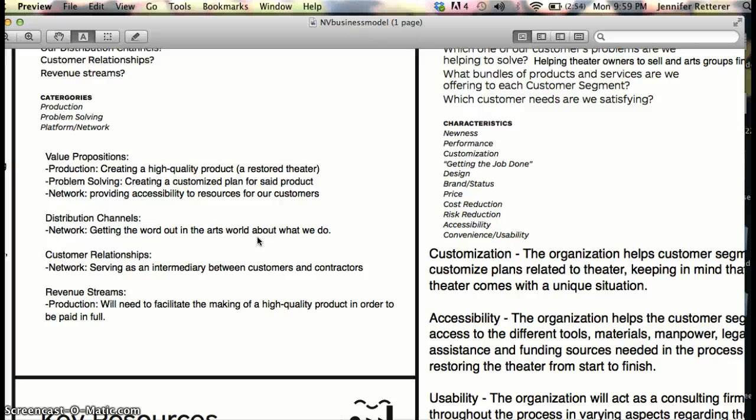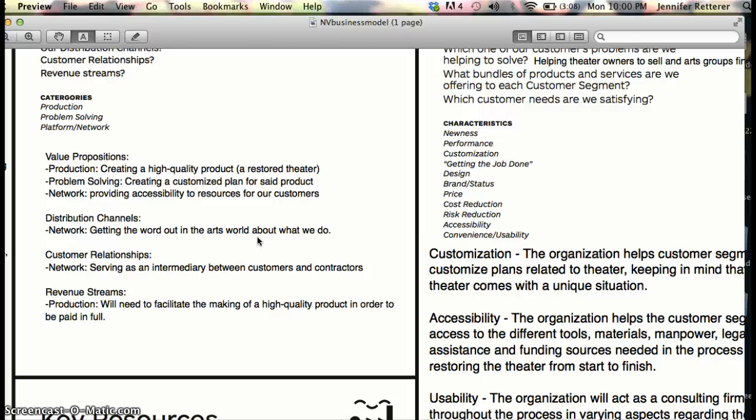And for networking, providing accessibility to resources for our customers, so the people they would need to go to, like government officials they might need to talk to if they're starting a building project, or funding sources, or the contractors they would need to get in touch with in order to have the building restored.